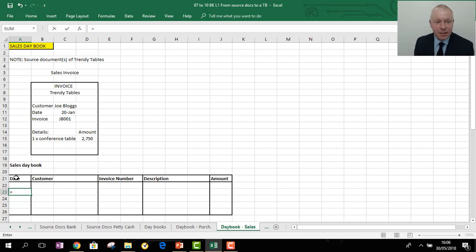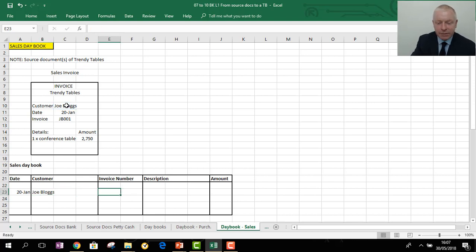So the date of this particular invoice, I just need to look at this invoice here, and I note it was on the 20th of Jan that these products were sold to the customer. And the customer's name is Joe Blogs. So I just need to take that information from the invoice, Joe Blogs. And we just key it in there.